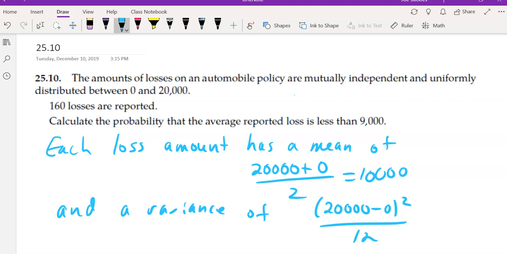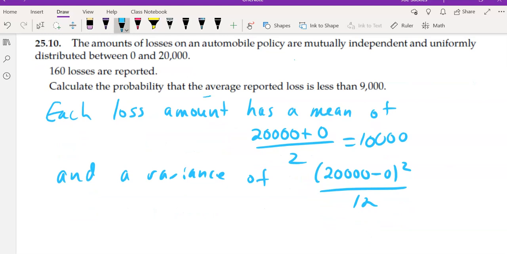We agree? 160. We agree with those individual amounts? Yes. Okay. All right. We want the probability that the average reported loss is less than 9,000. Oh, wait, that's X bar. So the W is our X bar in this case, right?